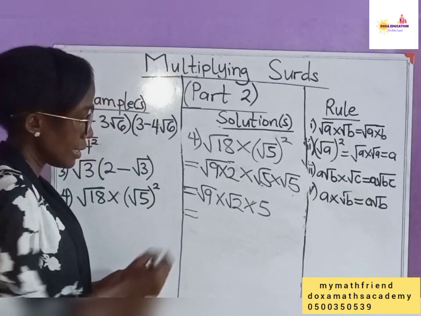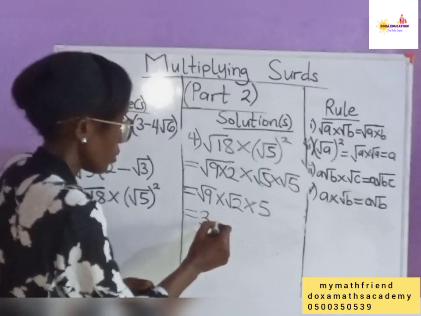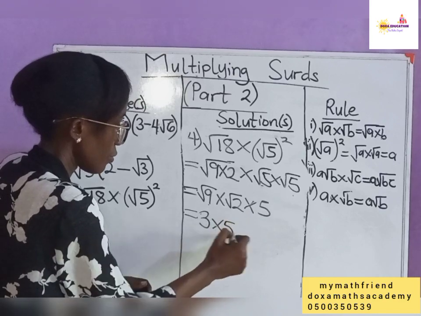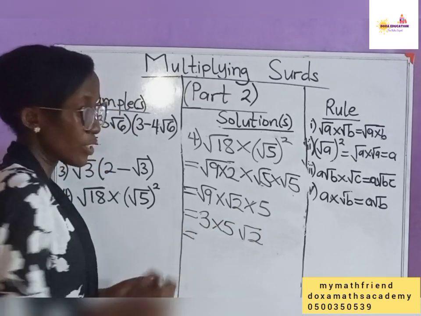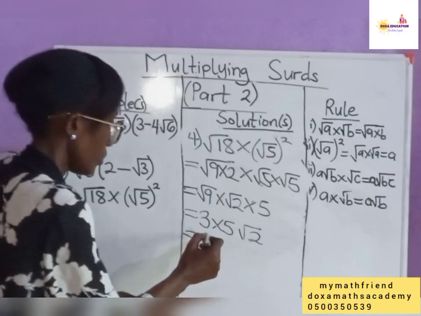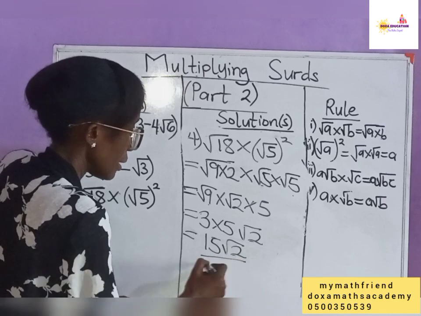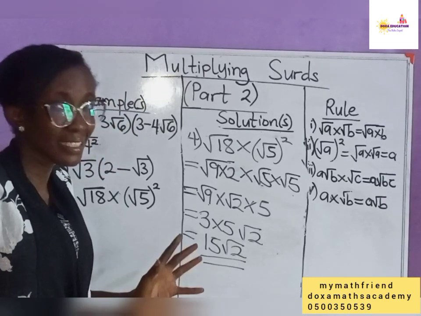And root 9 over here is what? 3. Square root of 9 is 3. So 3. Then let's group like terms, 3 times 5. Okay. Root 2. 2 is not a perfect square and it is simplified. 3 times 5 is 15. So 15 root 2. And this is simplified. Very simple. You see that?